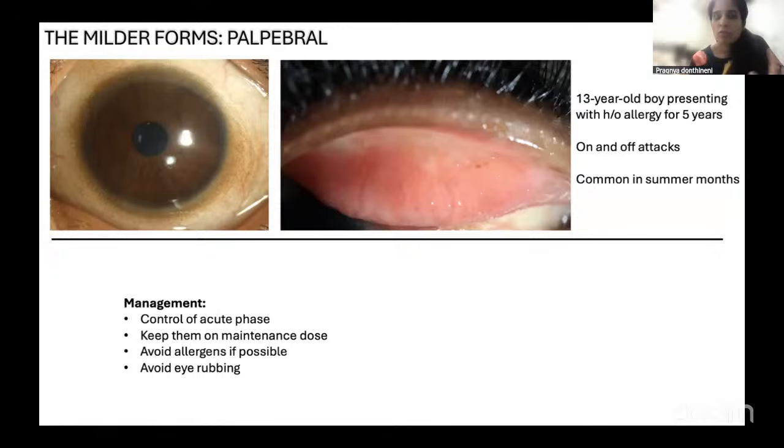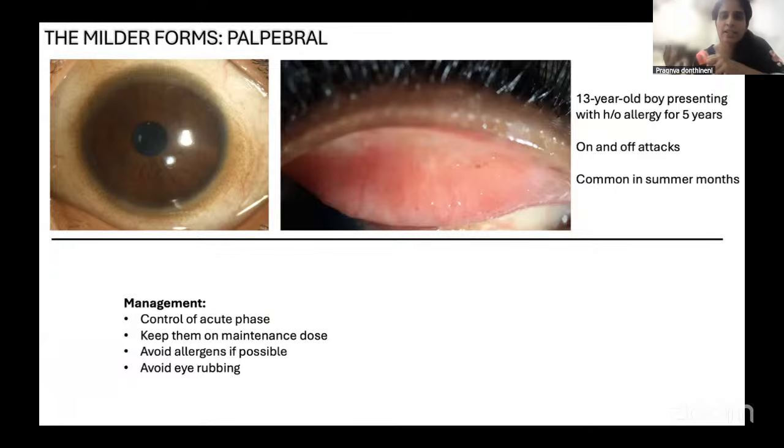Firstly, coming to the more basic ones, the milder forms. These are the garden variety of VKC that we generally see, and they have itching. The eyes go red. There's some papillae, which comes and goes with treatment, but the parents generally are very frustrated that they keep going to different doctors, but the problem never goes away. So the first thing I tell them is that this is going to happen till they grow a little older, till their immunity takes over. Till then, they need to be patient, and it doesn't matter if they switch doctors, it's still going to keep coming back. So all we need to do is control the acute phase.